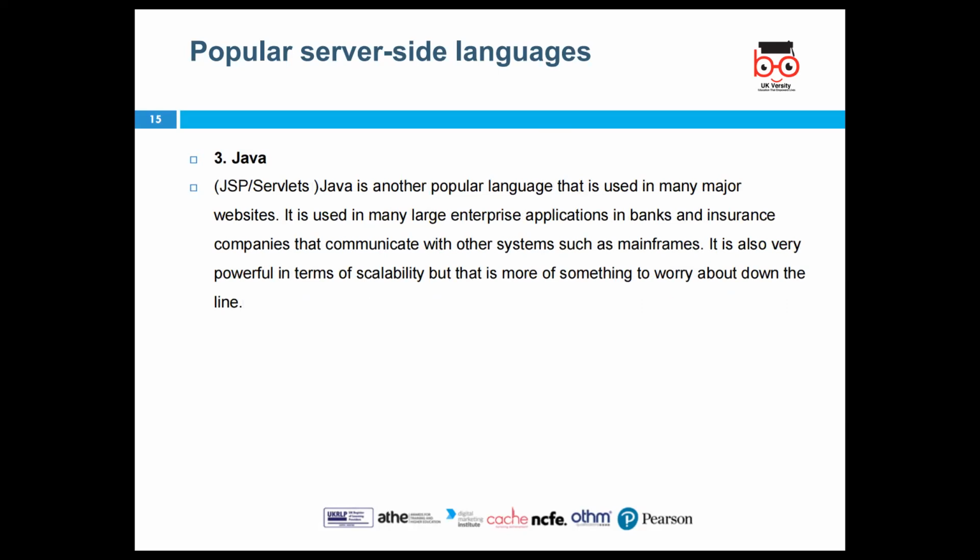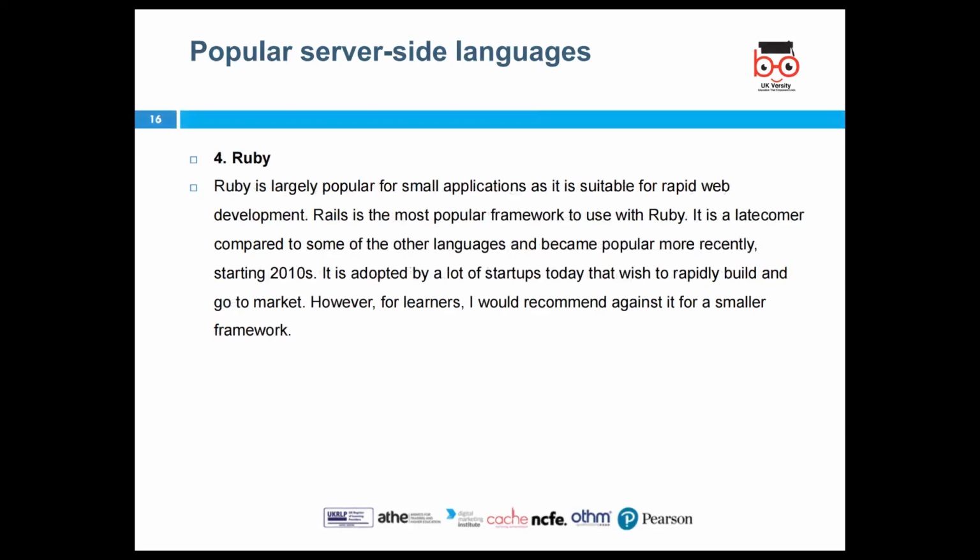Then we have Java, which is another popular language, and it is used for major websites, and it is used in many large enterprise applications like banks and insurance companies. So when it comes to Java, we know that it is used mainly for industrial purposes and for large corporate organizations.